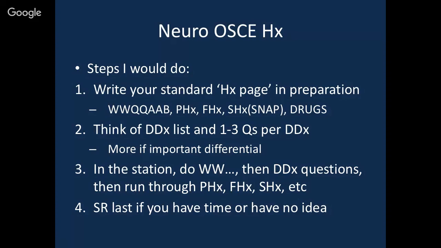But what I am saying is practice in 1.5 minutes, having that piece of paper where you write the same thing. So WWQQAA, your past, family, social history, drugs history, just all of those headings so you don't forget them. Do that as quickly as possible, and then try to go into a differential list. And I would do that before you walk into the OSCE. I'm sure many of you have heard this time and time again. Come up with some differentials and questions that you're going to ask, 1 to 3 questions per differential. And that's better than a systems review. And just fall back to systems review if you have completely no idea or you've got some time left.